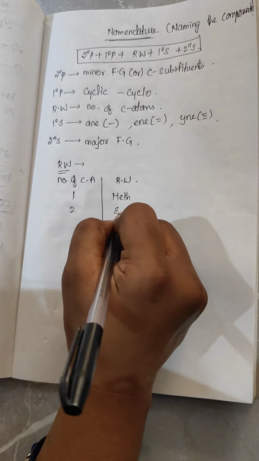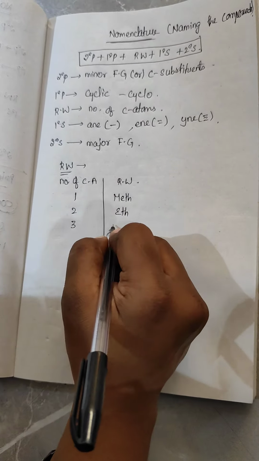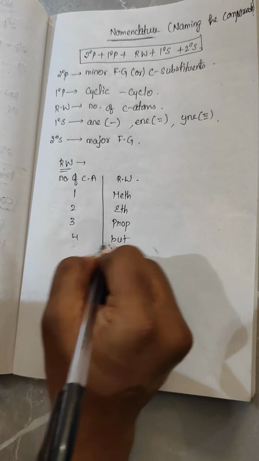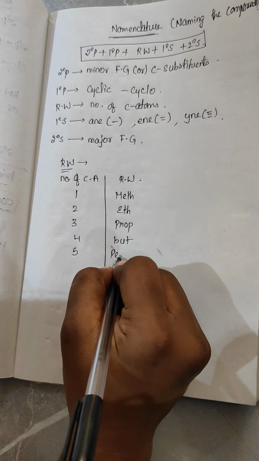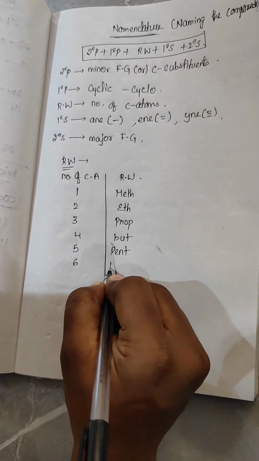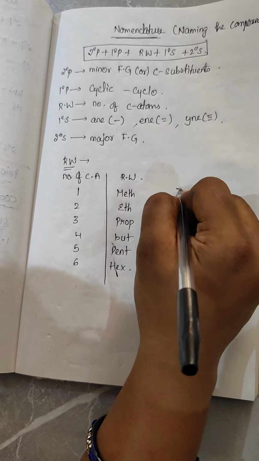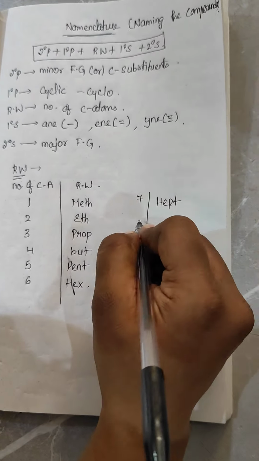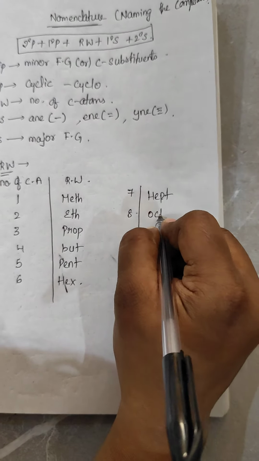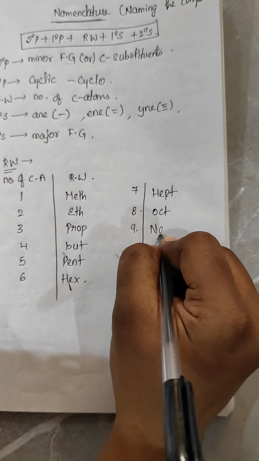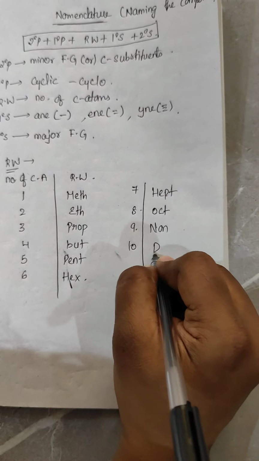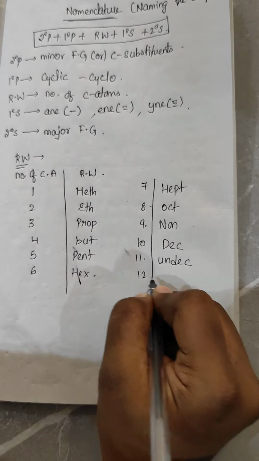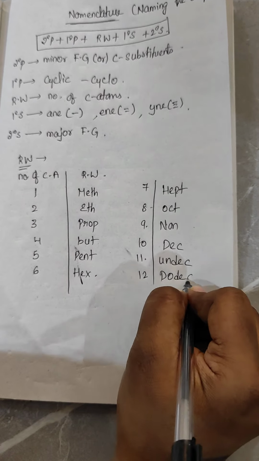If it is 2 carbons, then it is known as eth. 3 carbons, prop. 4 carbons, but. 5 carbons, pent. 6 carbons, hex. If it is 7 carbon atoms, then it is known as hept. 8 carbon atoms, oct. 9 carbon atoms, non. 10 carbon atoms, dec. If it is 11, then it is undec, and 12 it is dodec. So these are the particular root words.